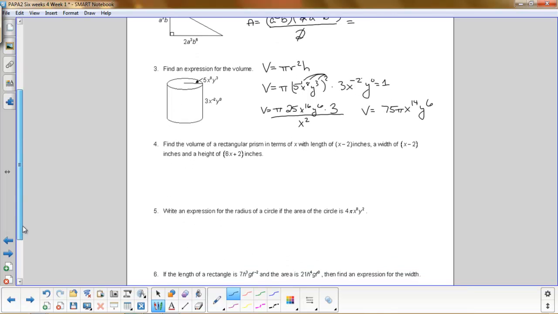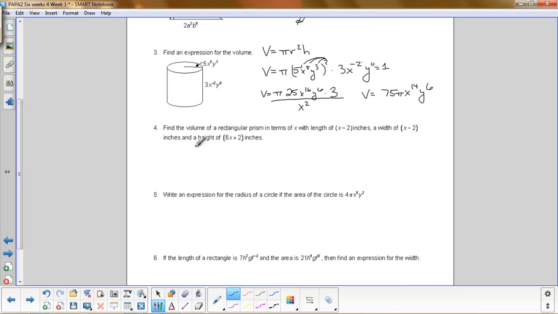Question number 4. The volume of a rectangular prism. Rectangular prism, volume equals length times width times height. So we're going to have x minus 2, x minus 2, and 6x plus 2. You'll notice here that this is a perfect square trinomial, so that's going to be x squared minus 4x plus 4, and we're going to go ahead and multiply that by 6x plus 2.